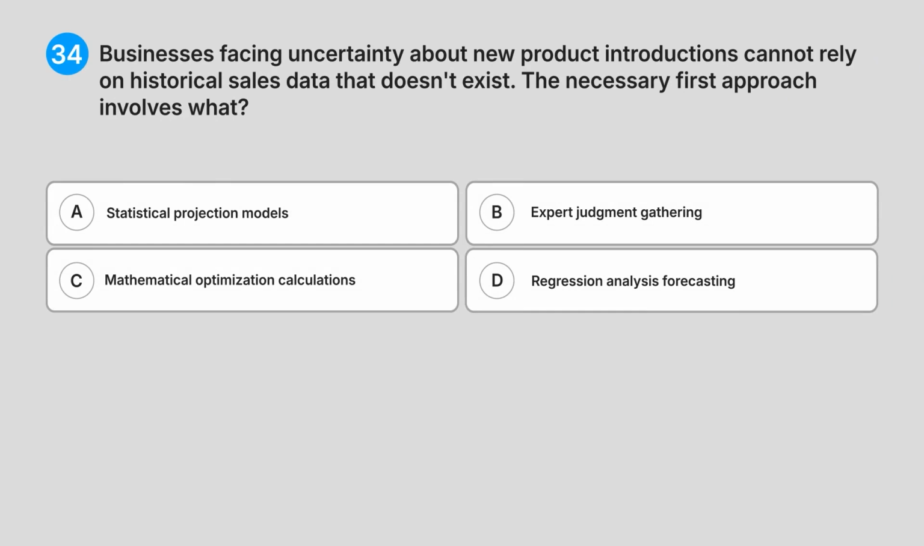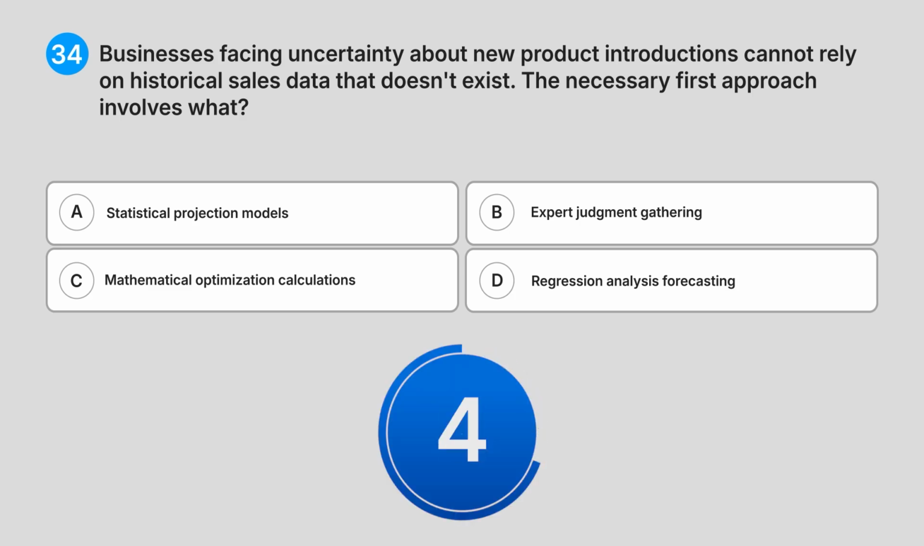34. Businesses facing uncertainty about new product introductions cannot rely on historical sales data that doesn't exist. The necessary first approach involves what? A. Statistical projection models. B. Expert judgment gathering. C. Mathematical optimization calculations. D. Regression analysis forecasting. Do you know the answer?